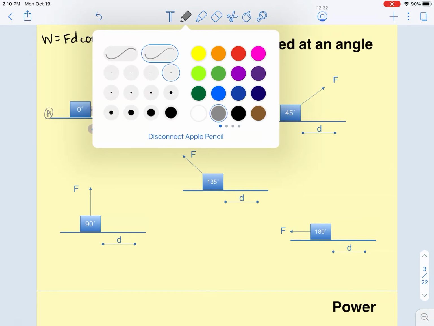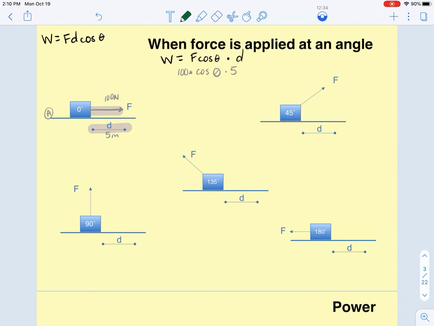If we were to now look at this image over here on the right, we say here that we still have a force of 100 newtons. We still have a displacement of 5 meters. But now when we consider the axis of the displacement and the direction of the force, those two are now going to be at a 45-degree angle.